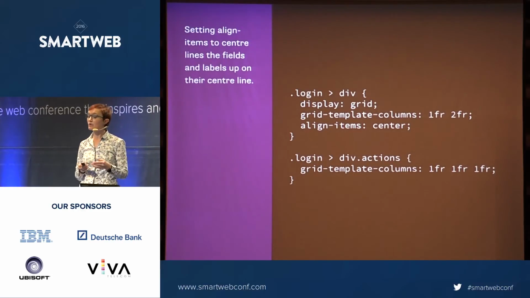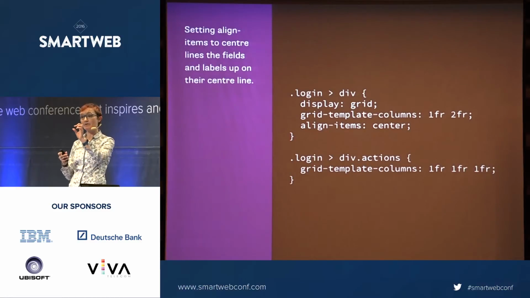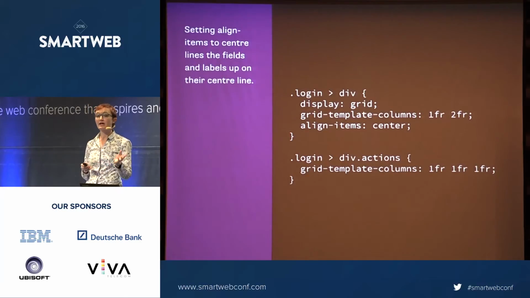But on that last screen, what I'm using there is align-items: center to nicely align my labels and the form element with one line of code. Anything across that grid will just be aligned nicely.